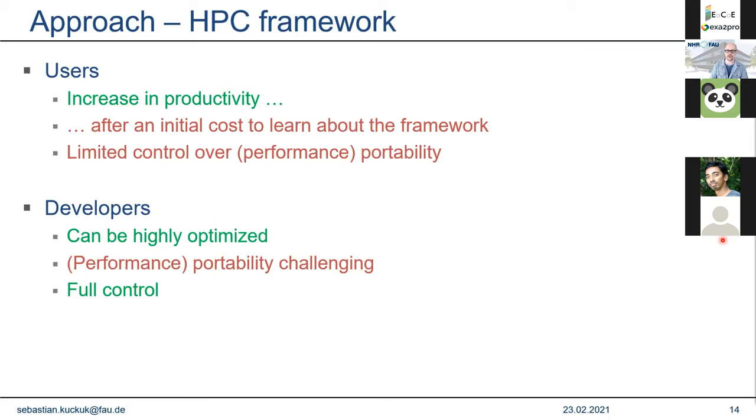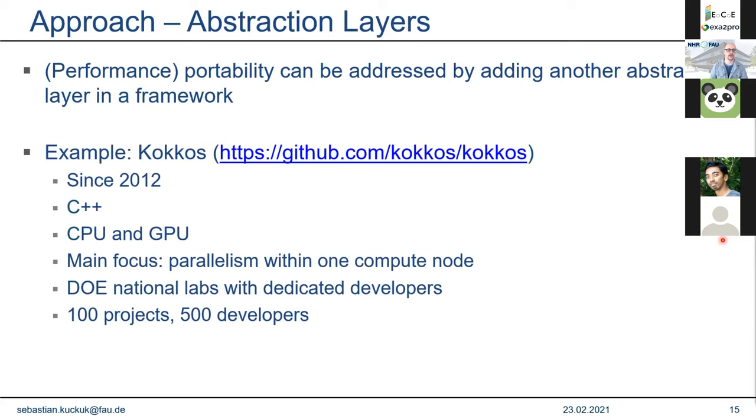So one trend that we've been observing in recent years is introducing a new abstraction layer inside such frameworks. One example for that is Kokkos from the US, which has been developed since 2012. It's targeting C++ code again and equips frameworks which use Kokkos to allow the implementation of kernels that can run on CPU and GPU. Their main focus is parallelism within one node. So usually the framework around whatever is implemented in Kokkos provides the MPI layer and takes care of the inter-node communication. But within one node, you can then use Kokkos for the parallelization across CPUs and GPUs. They state that they have over 100 projects which use Kokkos at the moment, and on these projects, about 500 developers are actively developing.